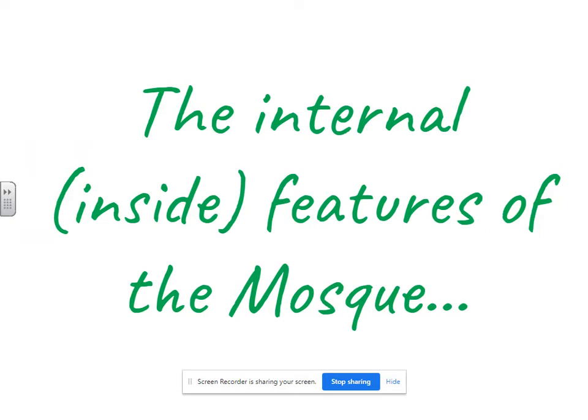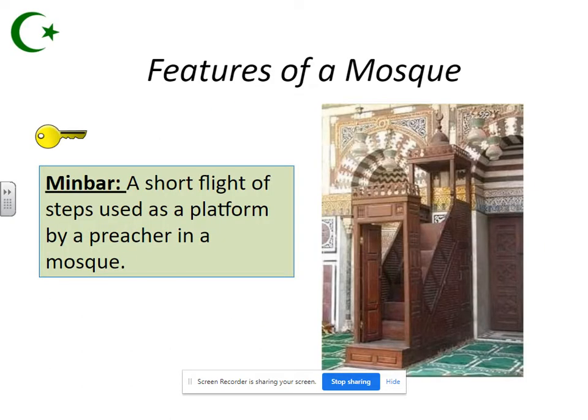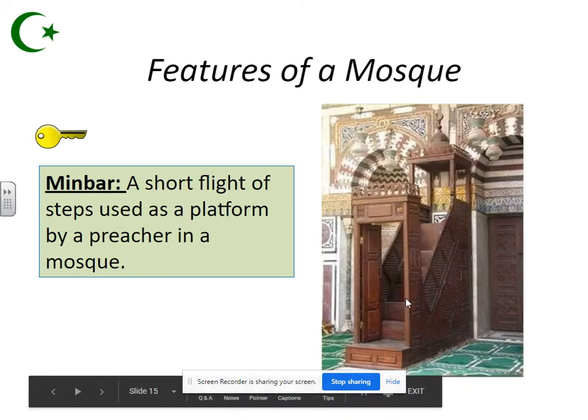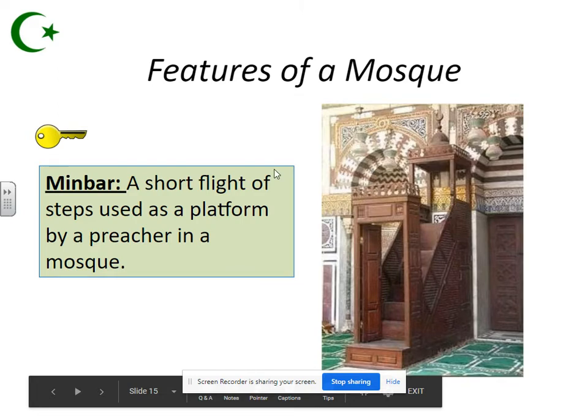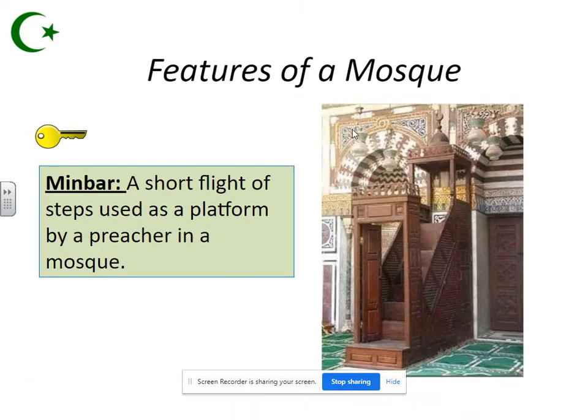Now we're going to have a look at the inside features of the mosque. You have inside features such as the minbar. Now the minbar is a platform, traditionally a wooden staircase, which means the imam or the preacher who's going to talk to the congregation can go to the top and can be heard and seen by everybody else. It's really important to remember that the imam is not considered to be better than anybody else. This is just more of a practical thing so that he or she can be heard across the mosque and towards the back of the mosque.